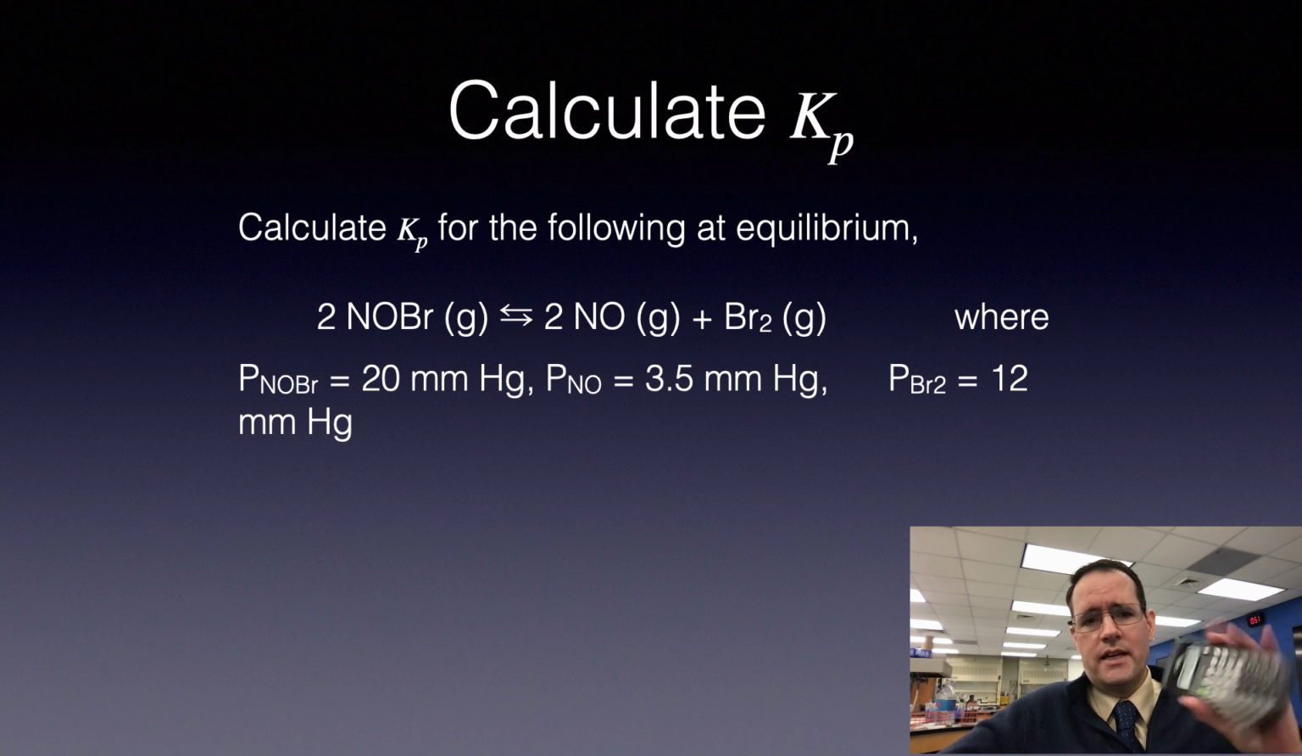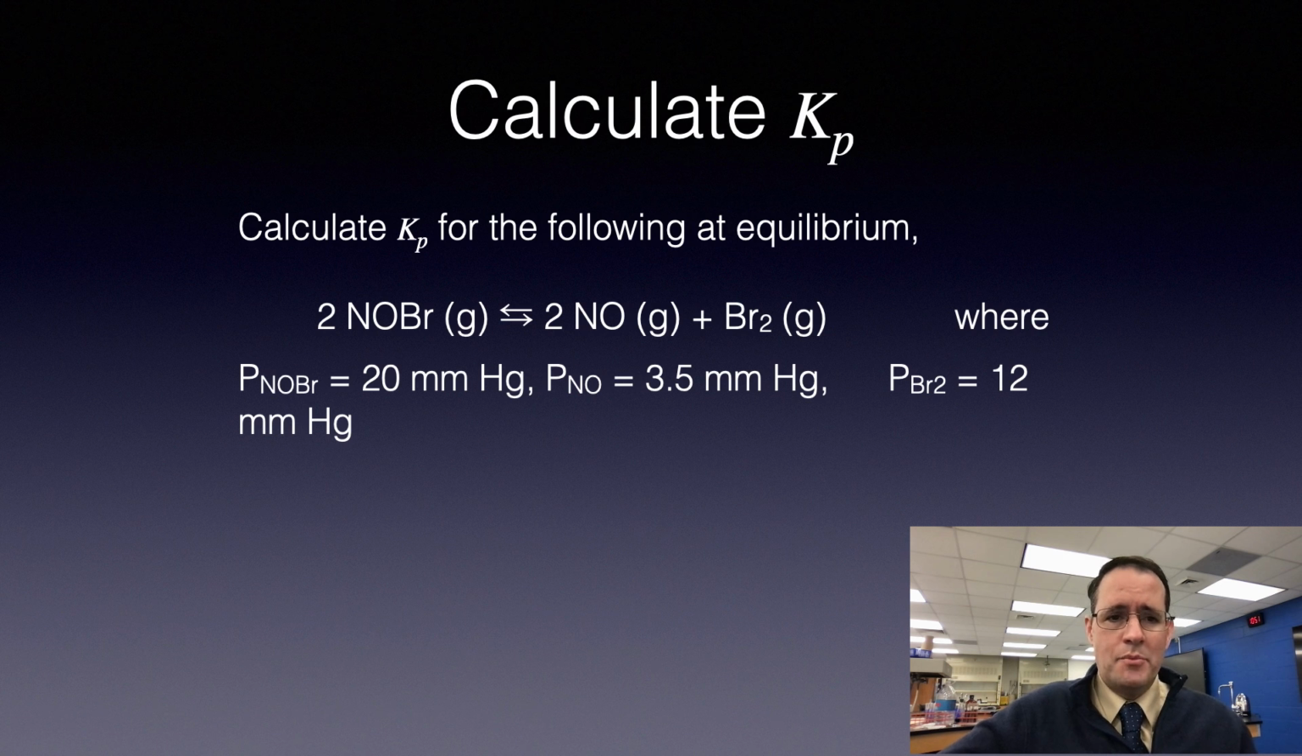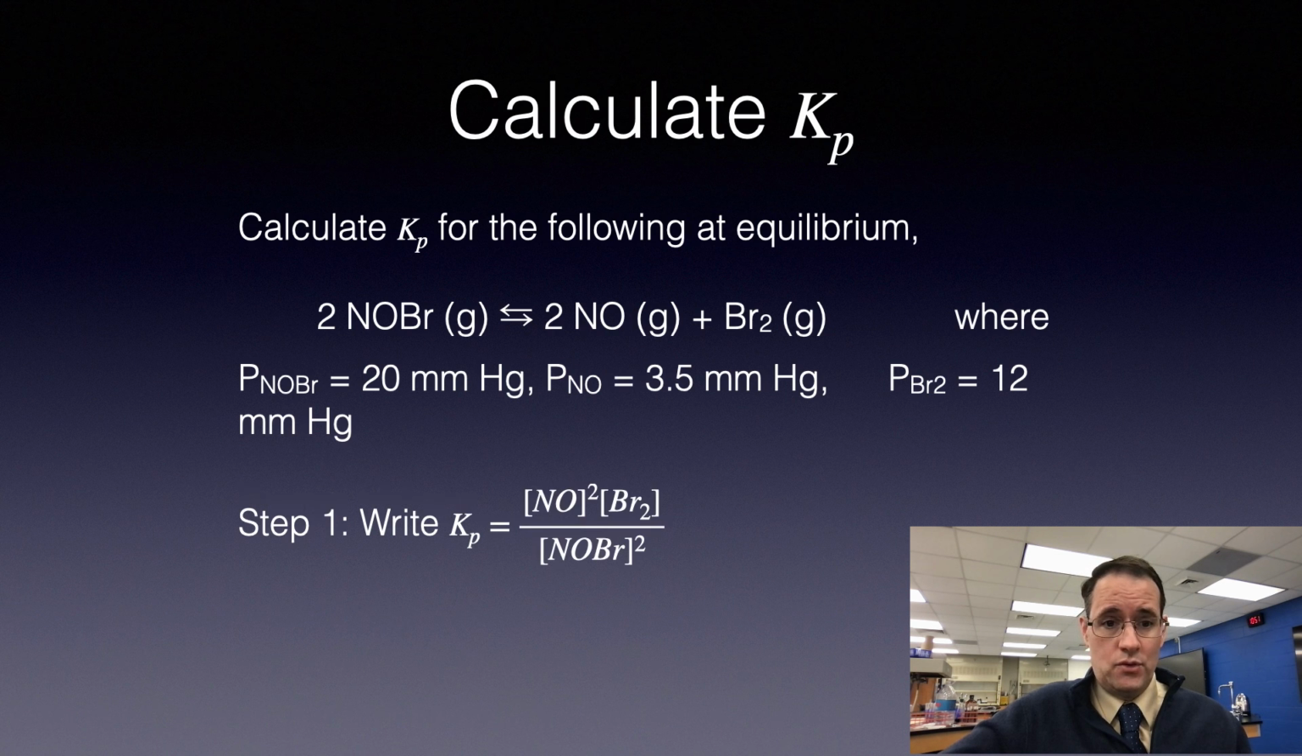So for this, you'll need a calculator. We want to calculate Kp for the following equilibrium. So we got NOBr, NOBr2, and we have various pressures here in units of millimeters of mercury, okay? Step 1, we want to write out the Kp expression for this reaction. Again, it's products over reactants. So carefully write out the products. We have NO, which is squared, times bromine. Okay, those are the products, divided by NOBr squared, because that's the reactants, all right?